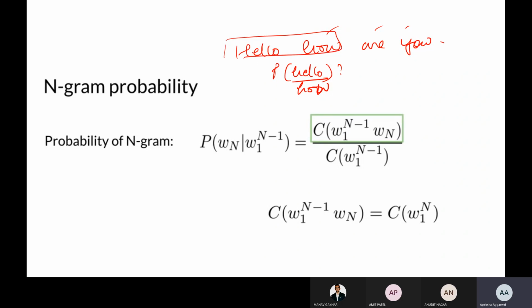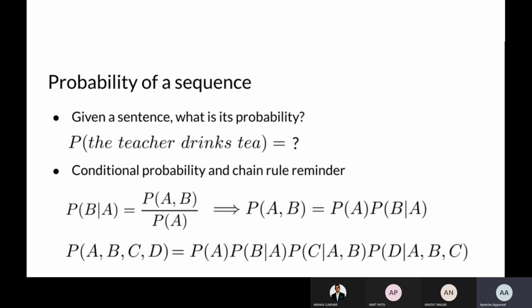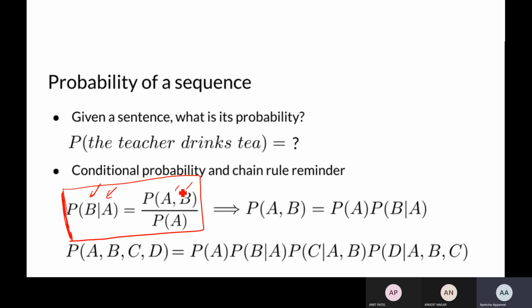Now we want to calculate what are the chances that this whole sentence is appearing in the corpus. So, probability of sentences. Suppose the sentence is "the teacher drinks tea." Now what is the probability of occurrence of the whole sentence? First of all, look at this one. If you remember bigram, in bigram what we were doing was second word given the first word. So this is what we are doing.